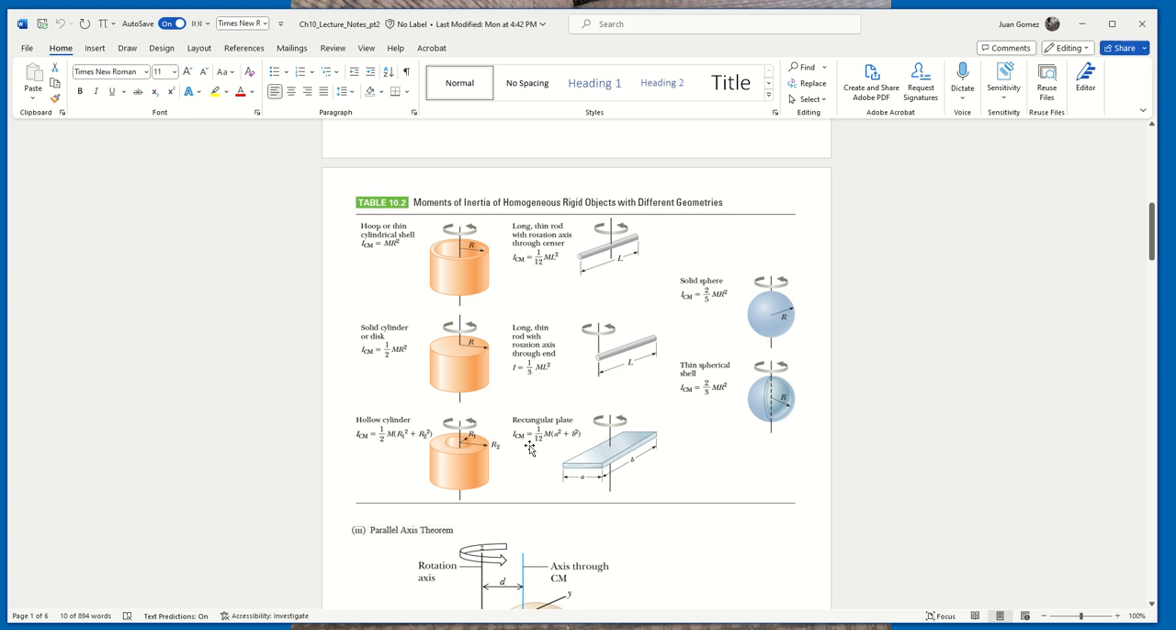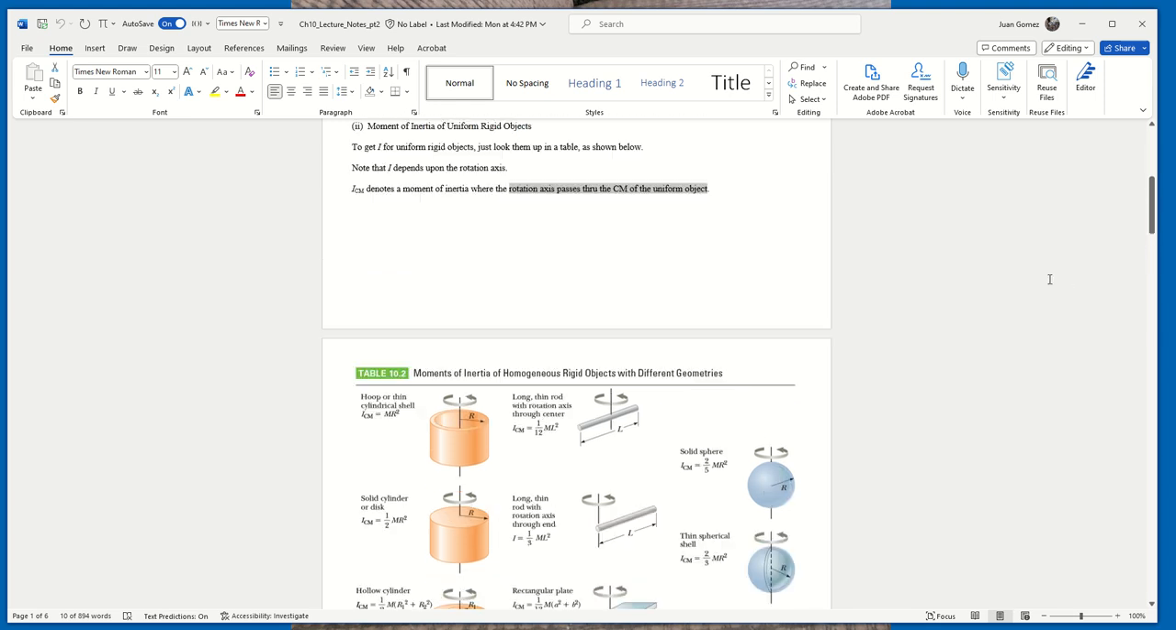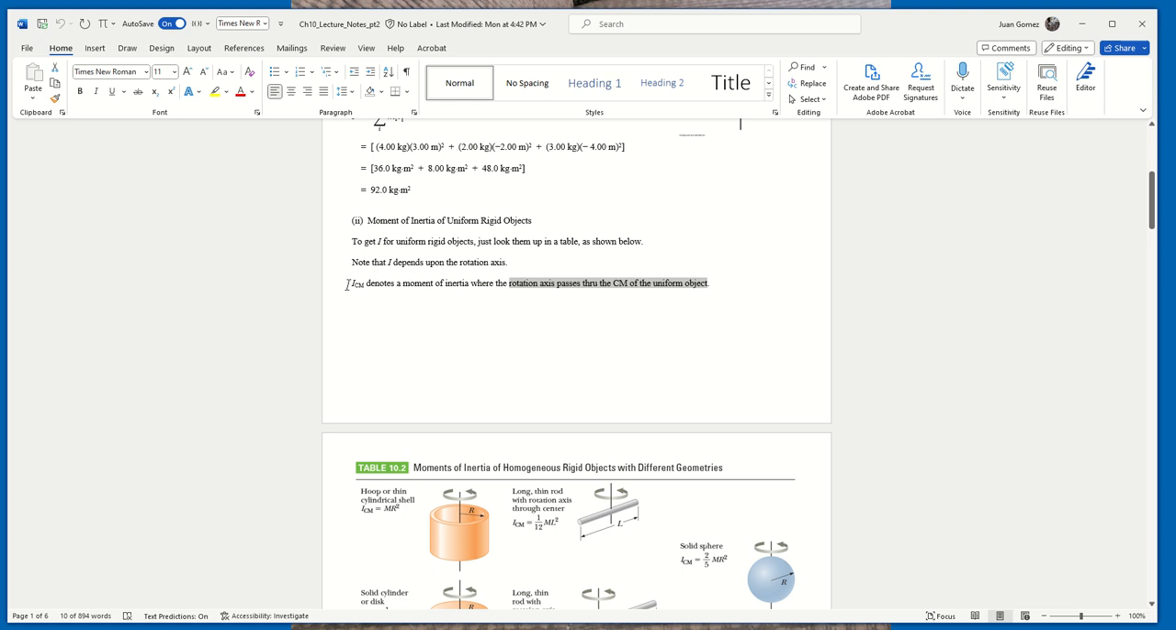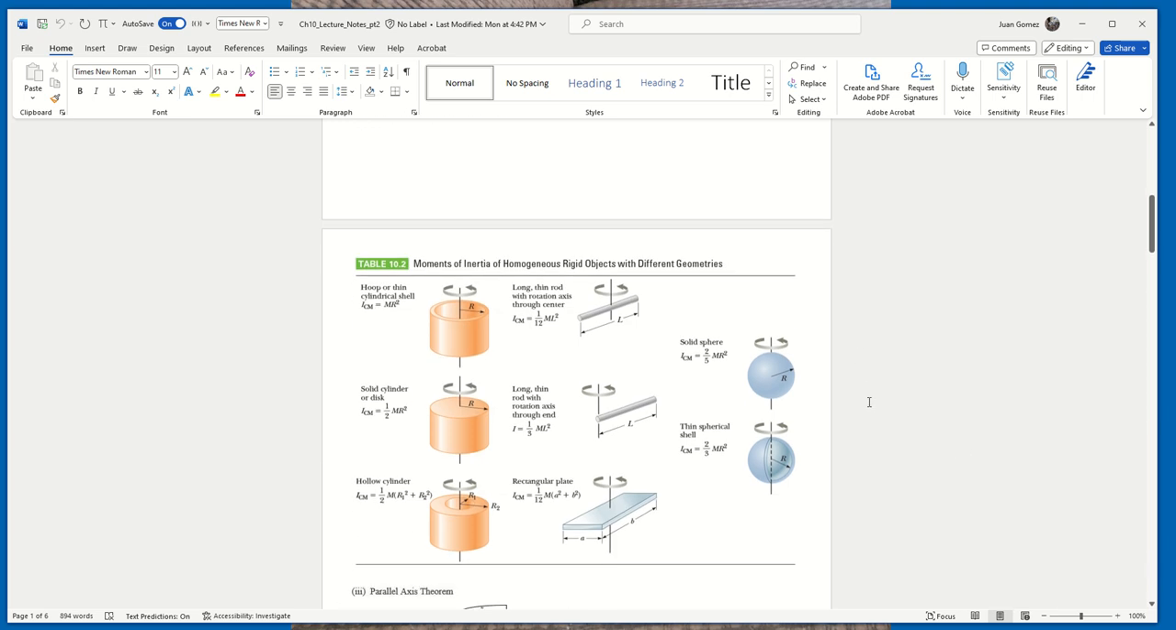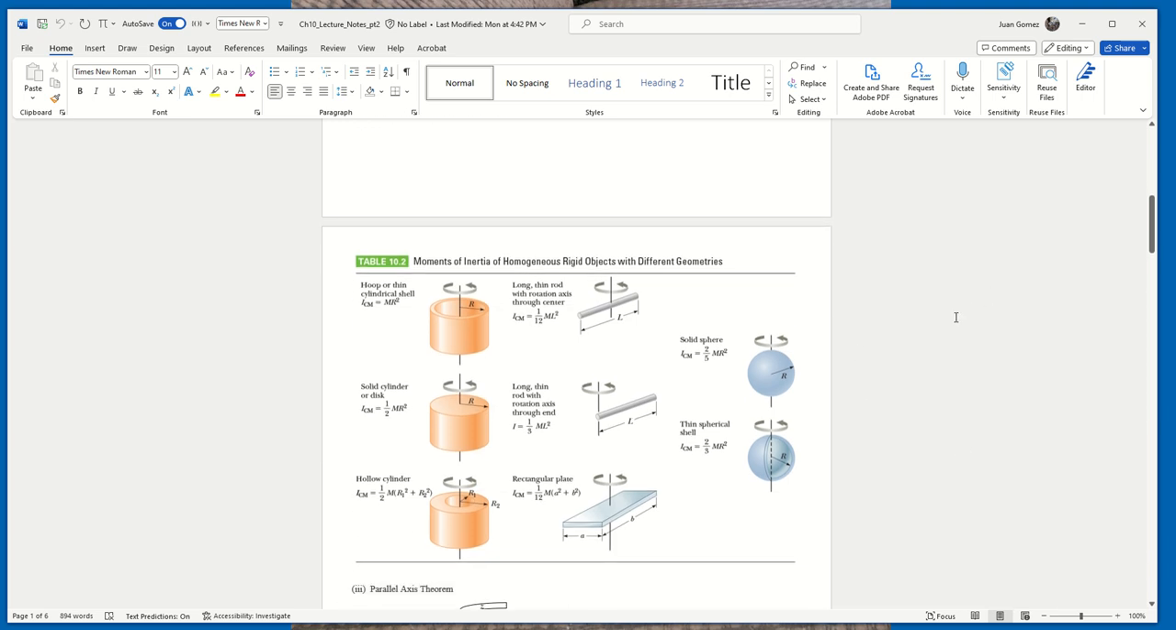For the lamina, ICM is 1/12 m, parentheses A squared plus B squared. Solid sphere through the CM, ICM is 2/5 mr squared. Hollow sphere, ICM is 2/3 mr squared. And those are the most common uniform objects. Homogeneous is the same as uniform, meaning the mass is distributed uniformly throughout the object. So for the ICMs, and for the special case of the uniform rod pivoted about one end, just look them up in this table. And they have units of kilogram meter squared.